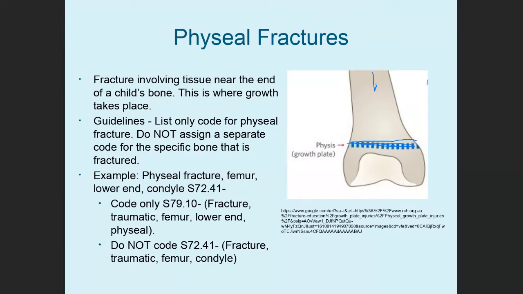S72.41 with an appropriate 7th digit. So you're going to code only S79.1, fracture, traumatic, femur, lower end, physeal, not S72.41. So this, you're not going to use this one. You're going to use this one. So what this is saying is that the fact that it's a physeal fracture takes precedence over the more specific location. You'll see that 4.1 says condyle. This one doesn't say condyle, but nevertheless, you're going to use this one.